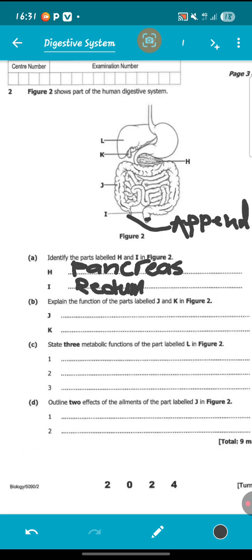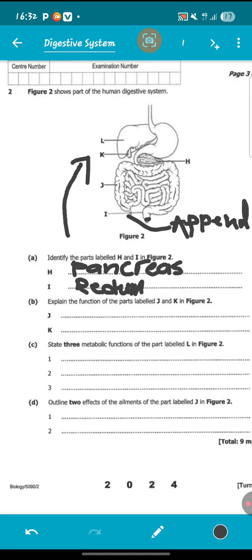Then B is saying explain the function of the parts labeled J as well as K in figure 2. J is just a large intestine. If you go to university, you'll find you still have to be specific. This one is the ascending colon. You can say large intestine or ascending colon.